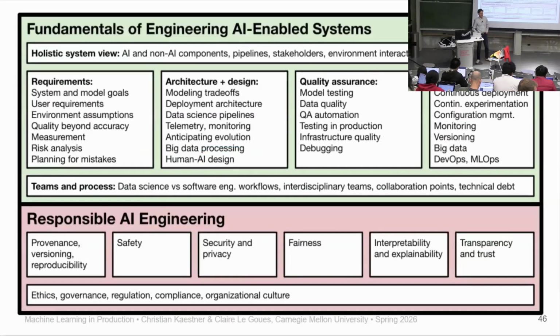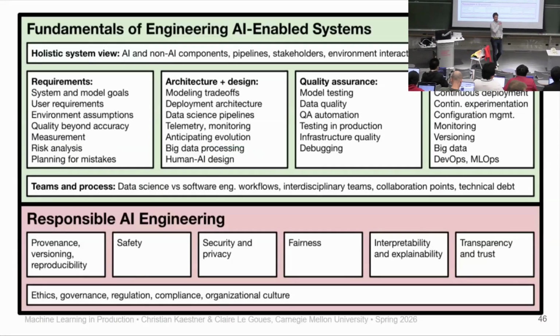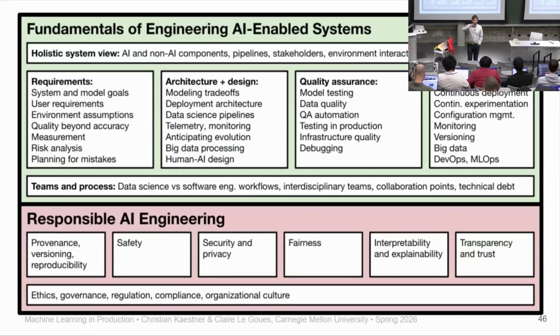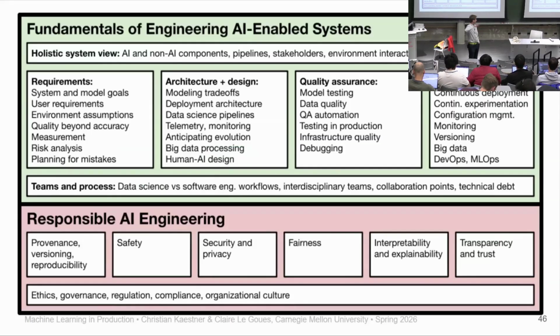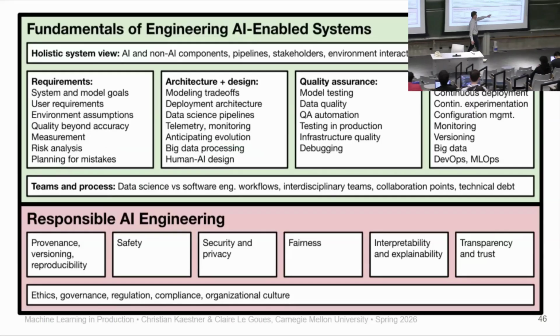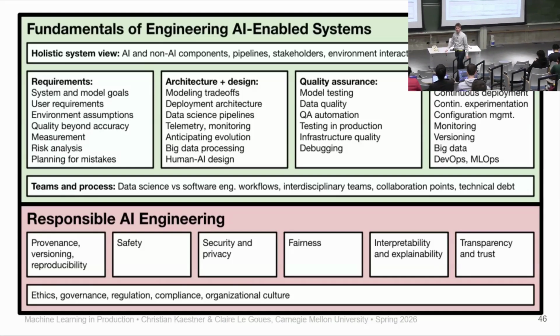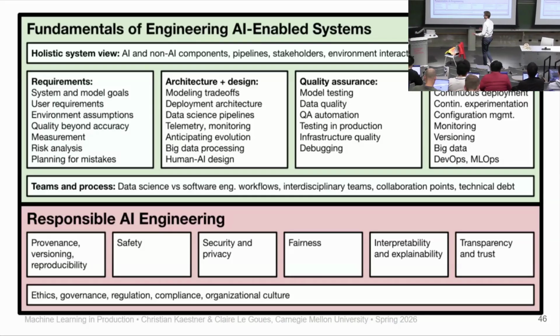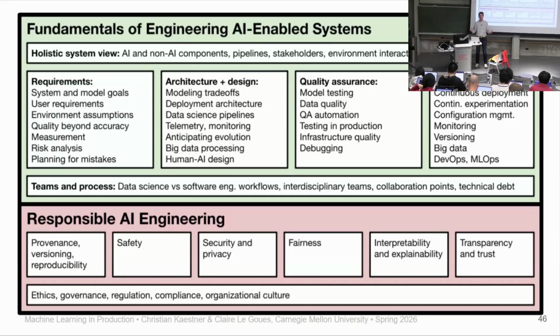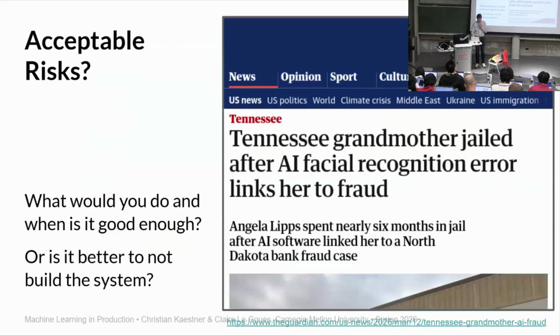So we never really talked about this, but this is how we structured the lecture, right? We talked about the typical phases of building software: requirements, architecture and design, quality assurance, operations, and then all these facets of responsible engineering: provenance, safety, security, fairness, interpretability, transparency. And again, I think you can't look at one of them in isolation. I know this is kind of broad and we covered lots of things. But I think all of this together is how you think about building systems that are actually responsible, that actually take risks seriously.